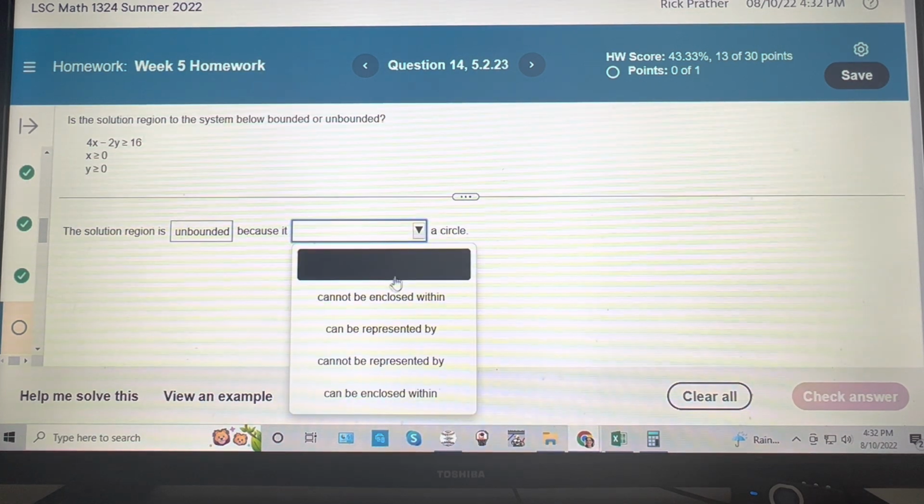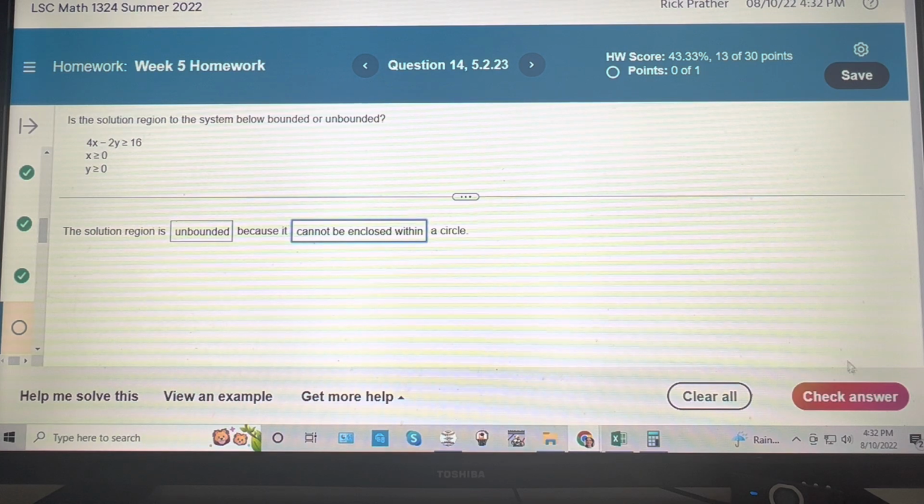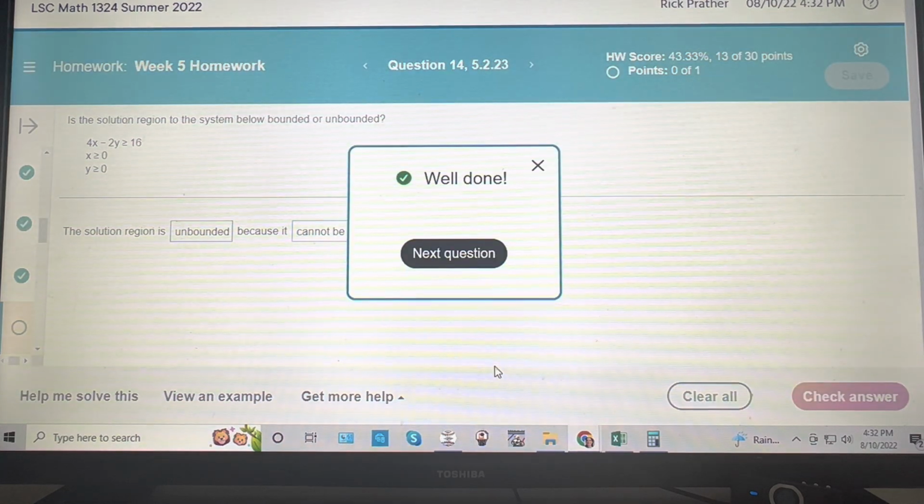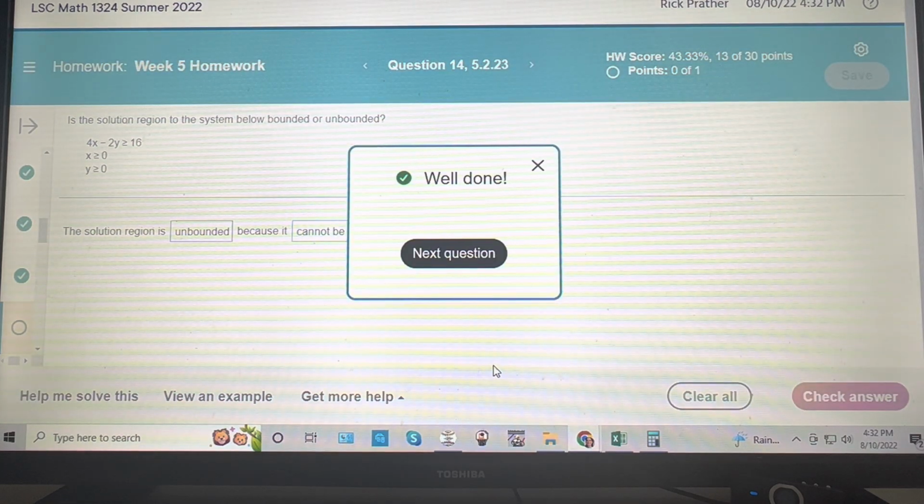And it can't be enclosed within a circle if it goes forever, so it's a little hard to see that from a graph, because us humans, we don't think infinitely very well. It continues infinitely to the right and up, so there's no way to enclose it in a circle.